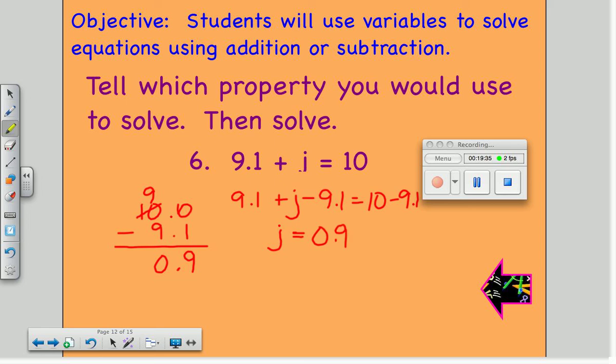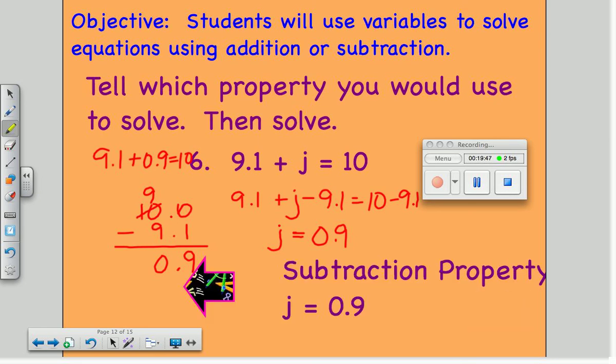When I replace it in with the j here, I have 9 and 1/10 plus 9/10 equals 10. Yes, that is correct. So you use the subtraction property, and j is 0 and 9/10.